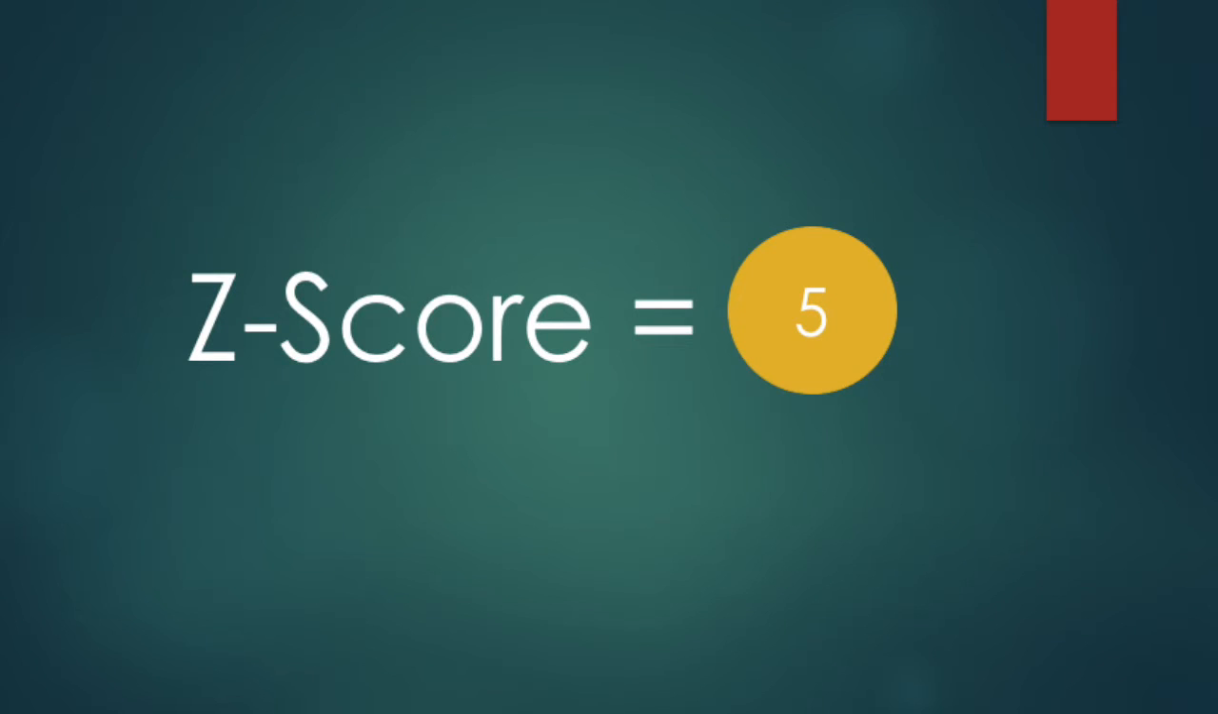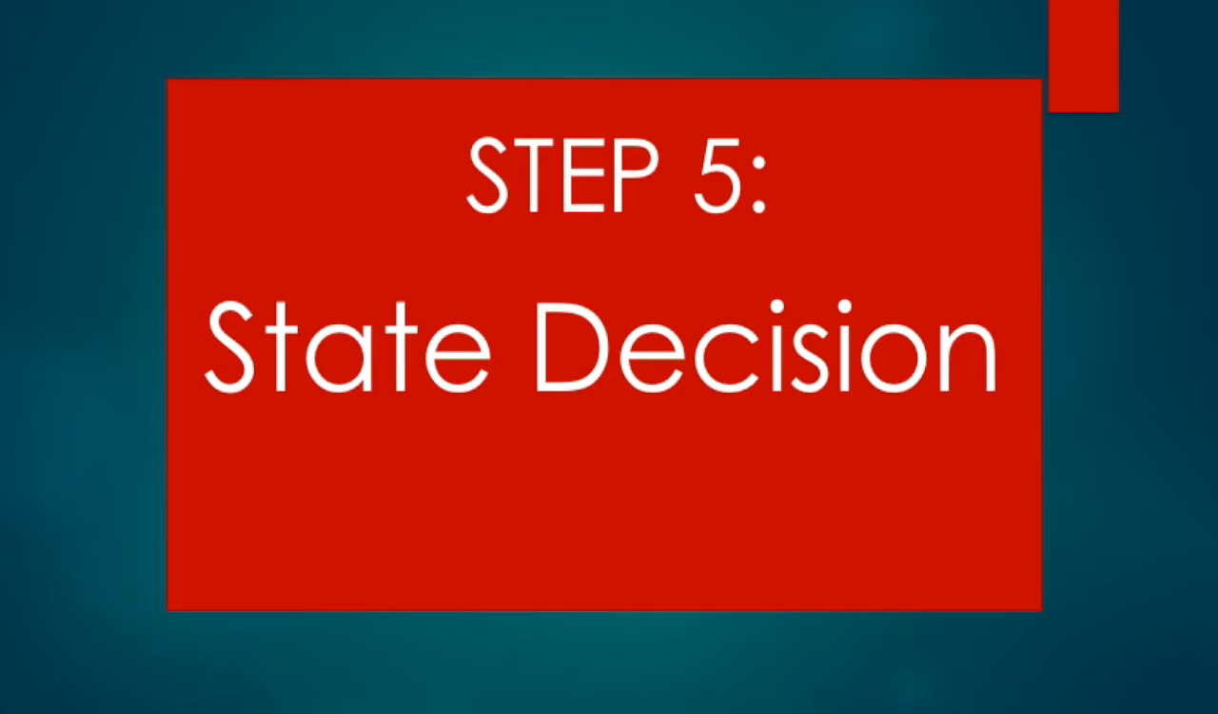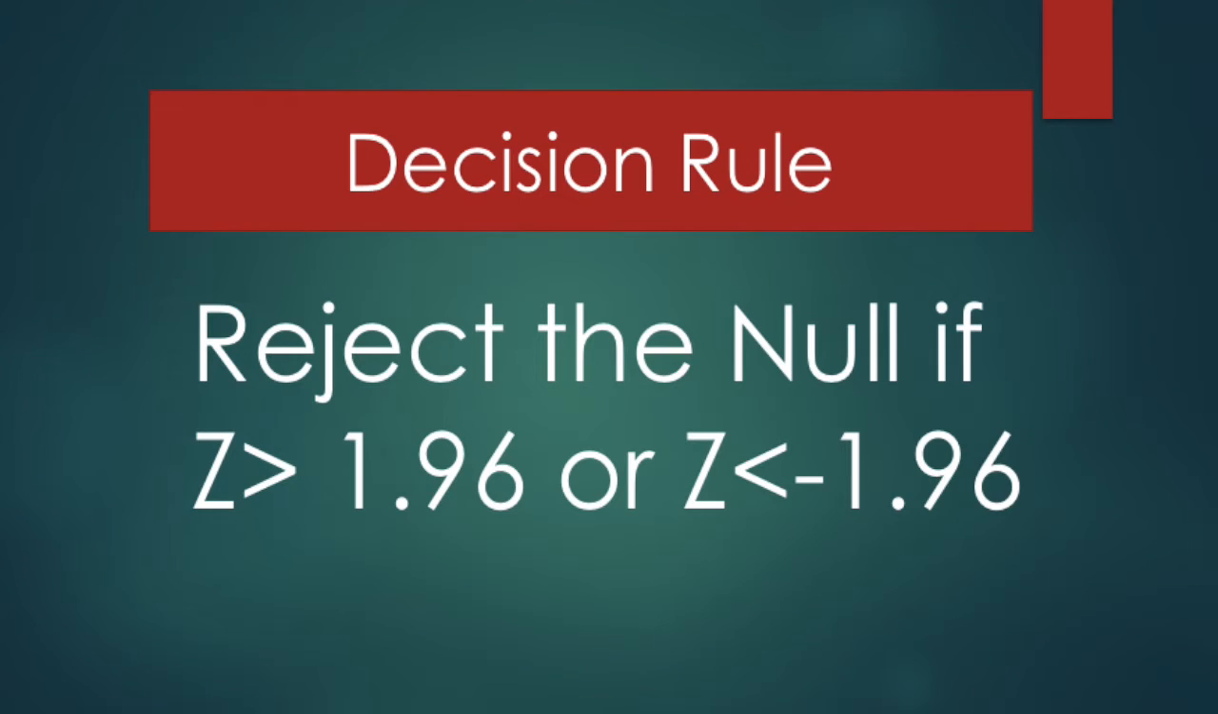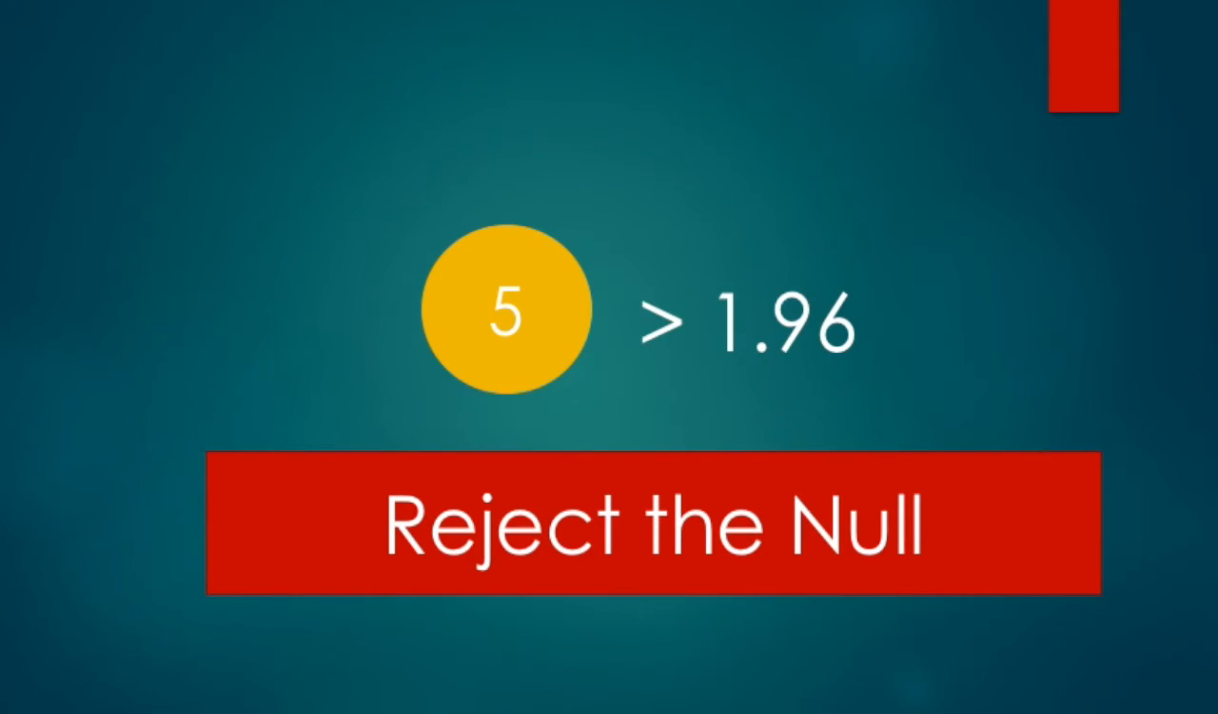We needed to solve for this value to be able to figure out if the experiment had a rare or common outcome. This will allow us to go on to step 5 of hypothesis testing. In this step, we will need to look back at our decision rule specified in step 3. Our decision rule was to reject the null if z was greater than 1.96 or less than negative 1.96. We have found that our z-score of 5 is indeed greater than 1.96, therefore we should reject the null.